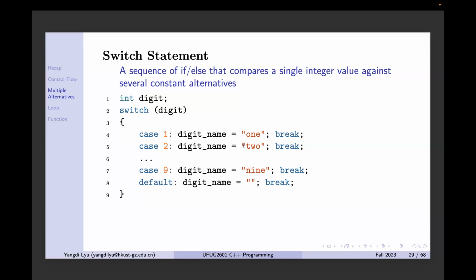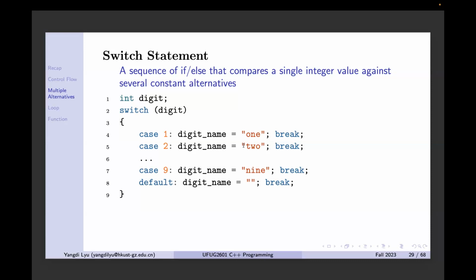So we say switch digit. If it's the case of 1, we do some work. If it's case of 2, do some work. If it's case of 9, do some work. If it doesn't belong to any of the previous ones, go to the default one. So this is how we define the switch statement, right?